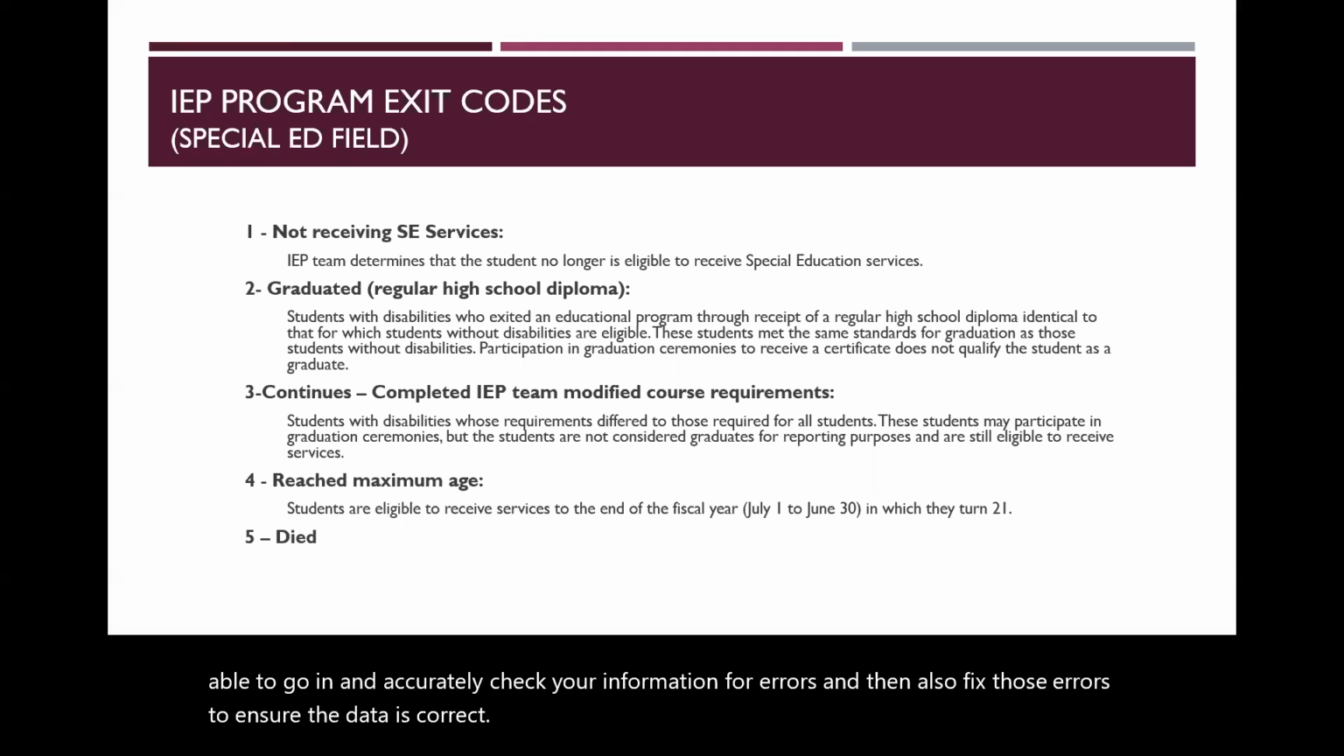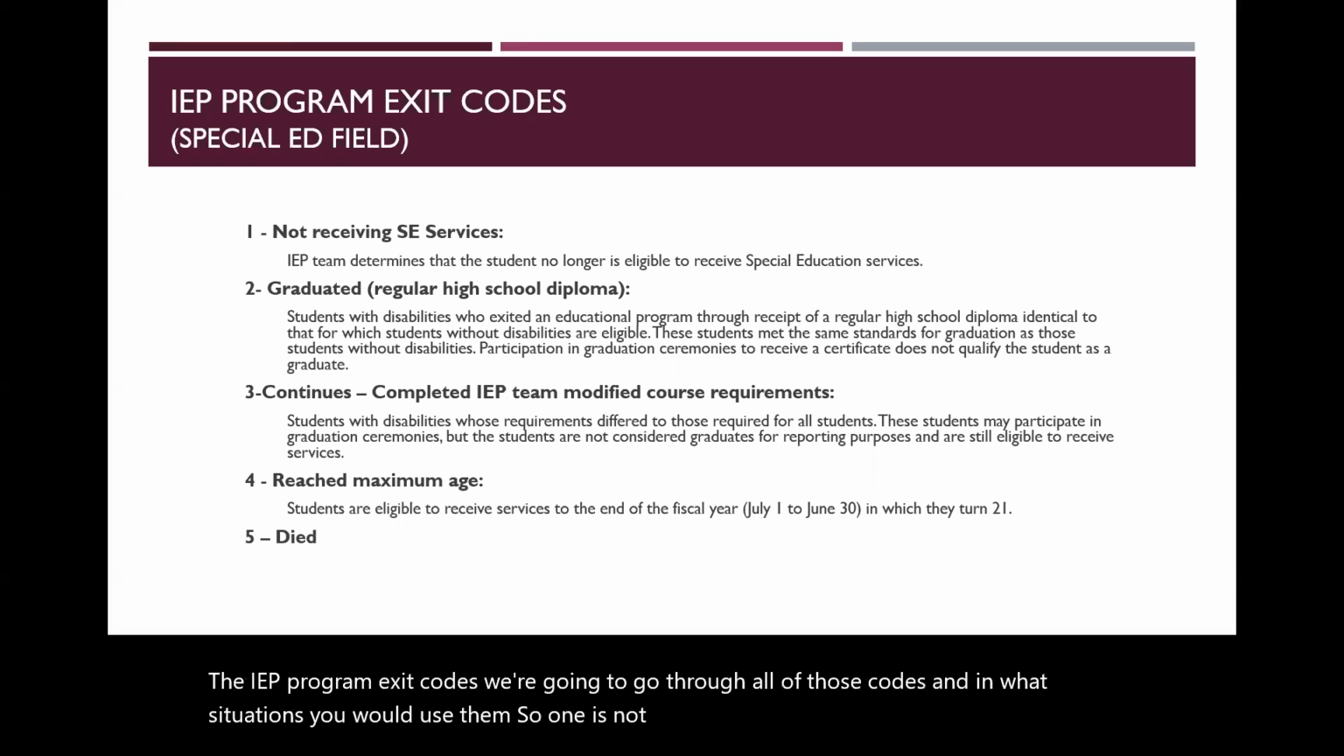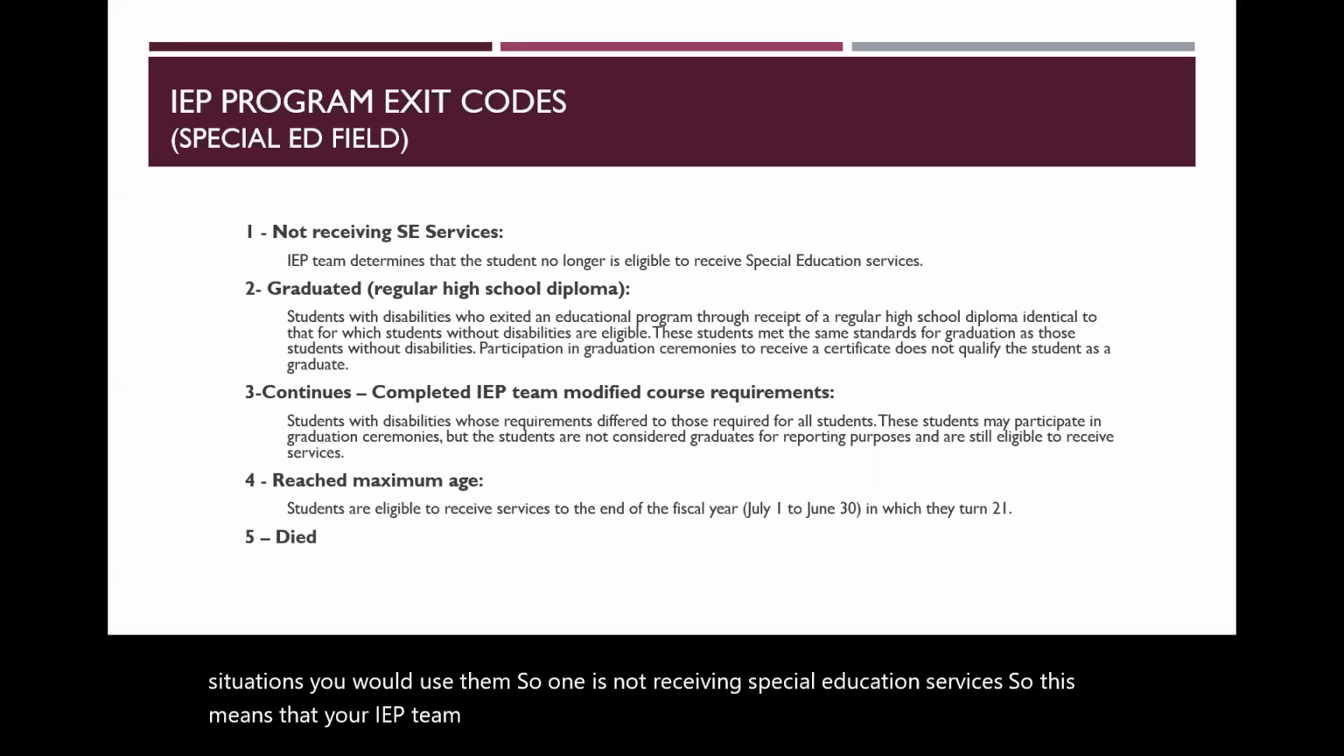Now, the IEP program exit codes, we're going to go through all of those codes and in what situations you would use them. So 1 is not receiving special education services. So this means that your IEP team has determined that the student no longer is eligible to receive special education services. 2 would be graduated with a regular high school diploma.